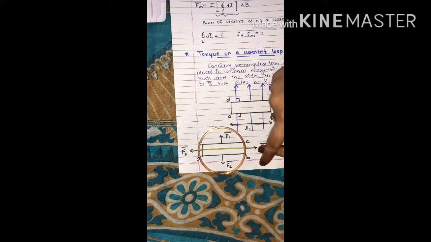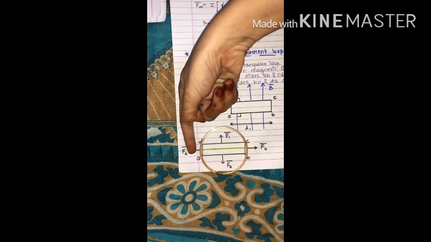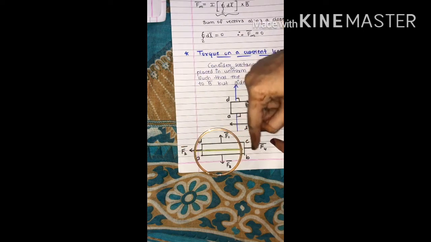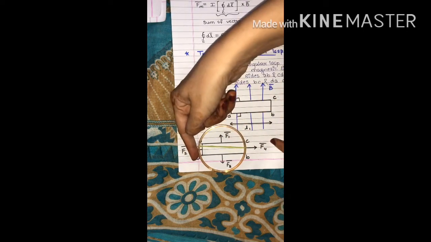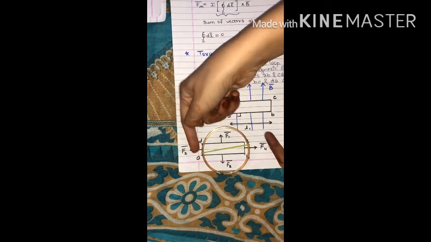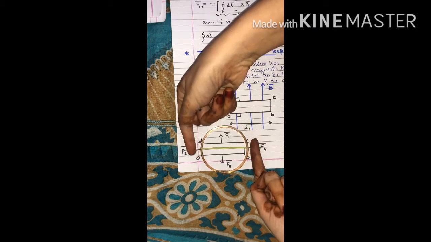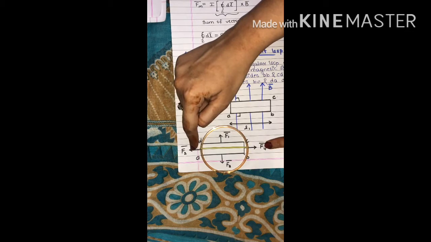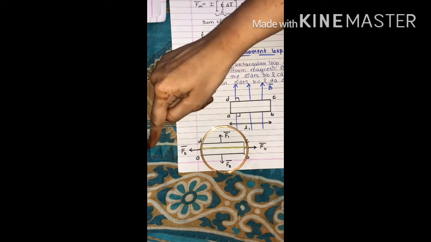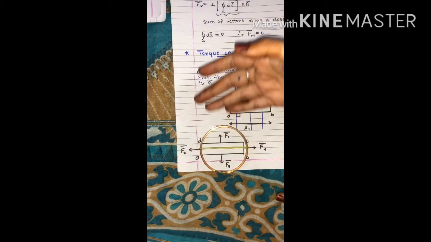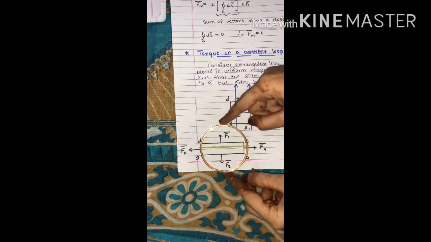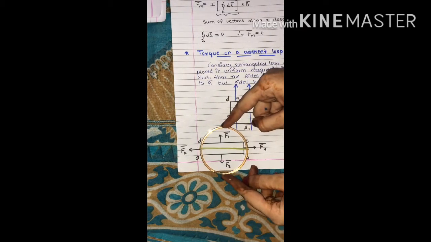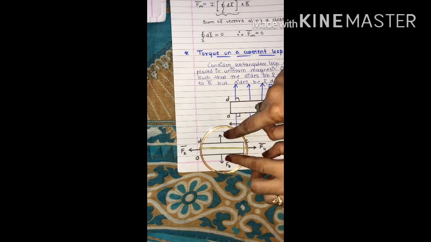So the forces on these sides, that is side CB and side AD, the top and bottom sides, are equal and opposite in direction, so they will cancel out each other. And talking about the other two sides, the forces on them are force F1 and force F3.